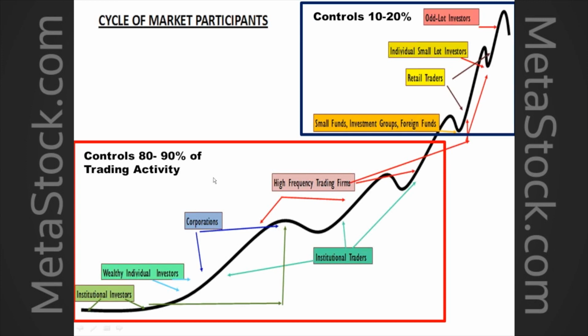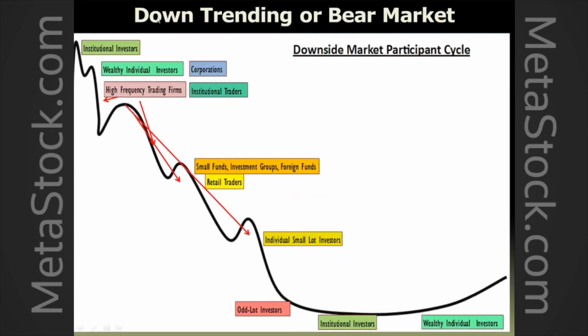I don't have time to go into this in more detail, but there's a lot of this that you really need to understand, because at every level, someone is controlling that activity by how they buy, their agenda, and their intent for that trade. And the downtrend is the opposite. Institutional investors are the first out. They wait for all the small lots and the odd lots to be buying, and now they're rotating out.